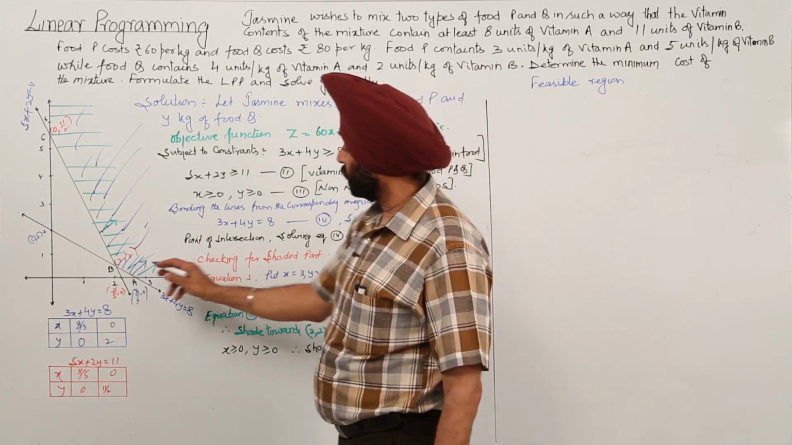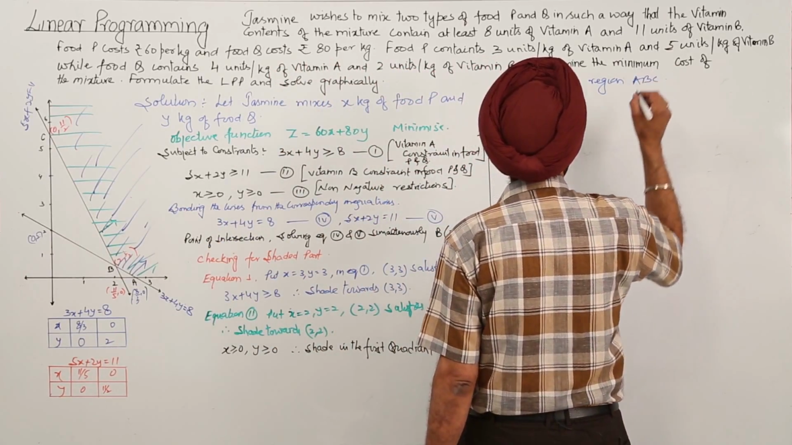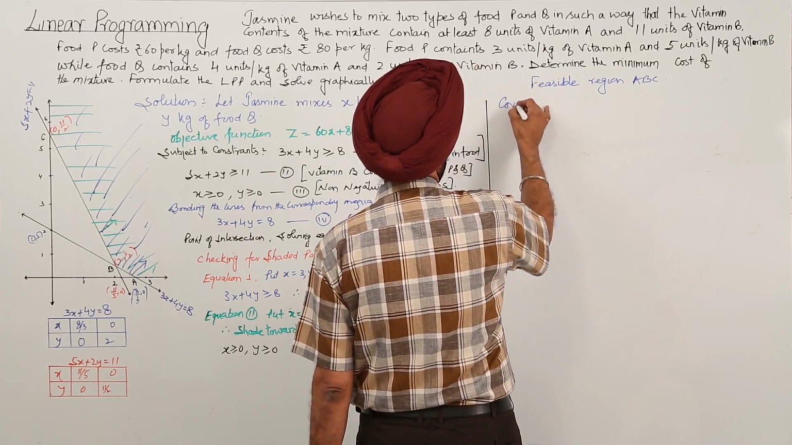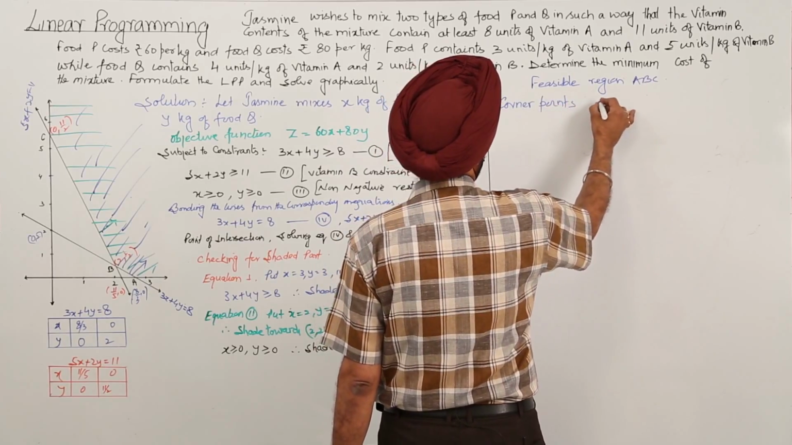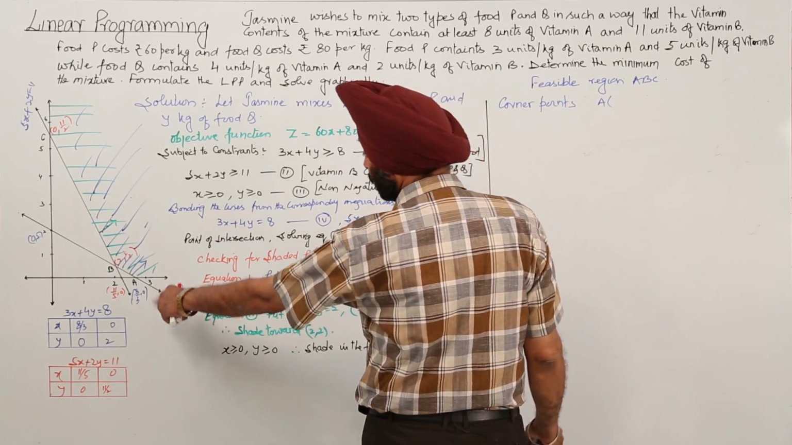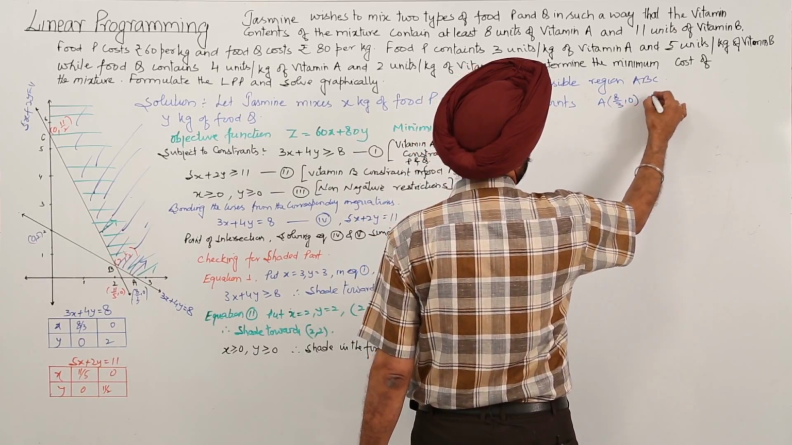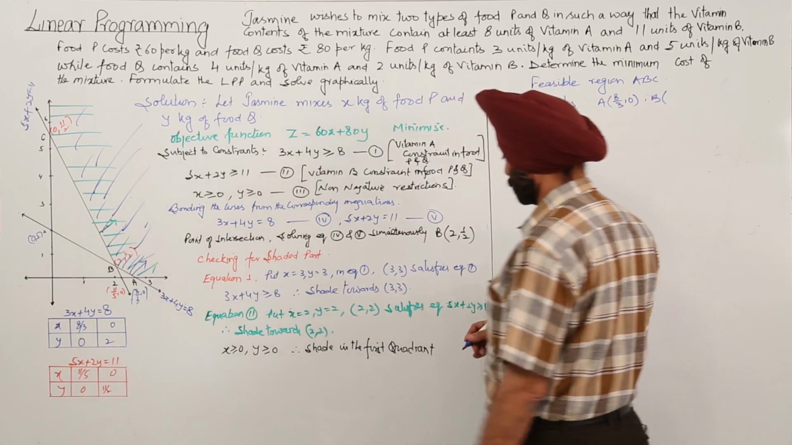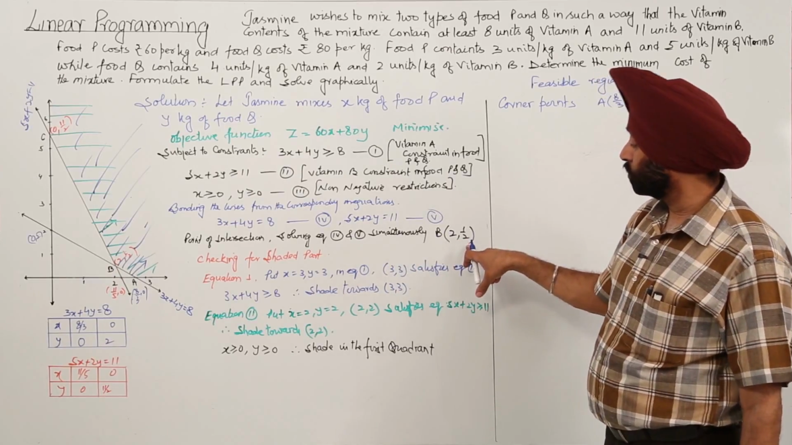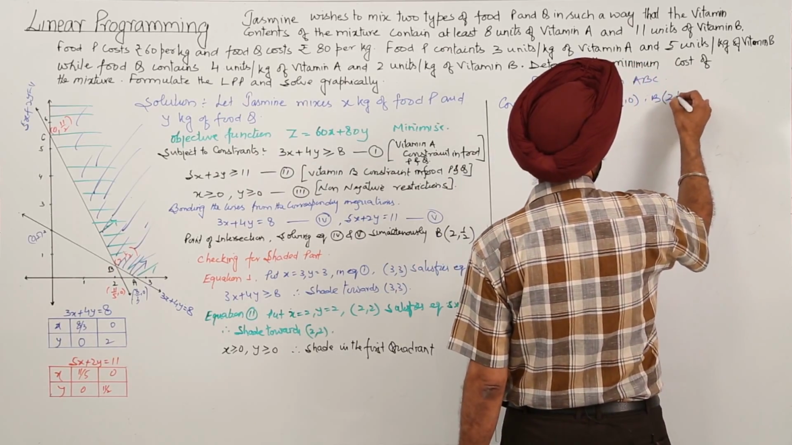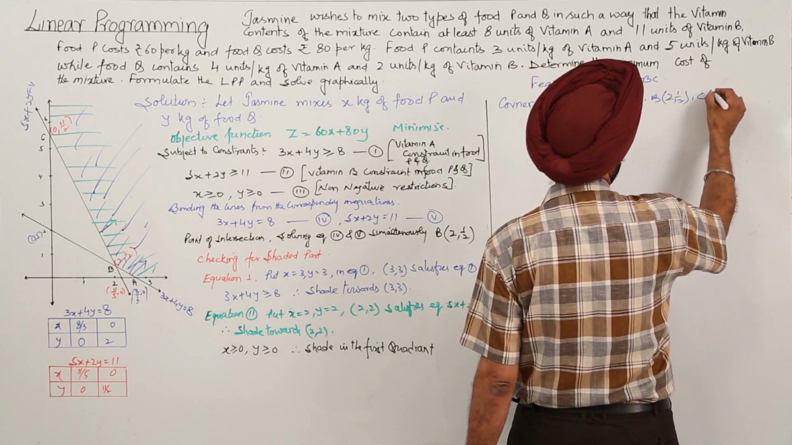Now the feasible region we are having is A, B and C. Corner points: A is 8 by 3 comma 0. B is the point of intersection, it was 2 comma 1 by 2, and C is 0 comma 11 by 2.